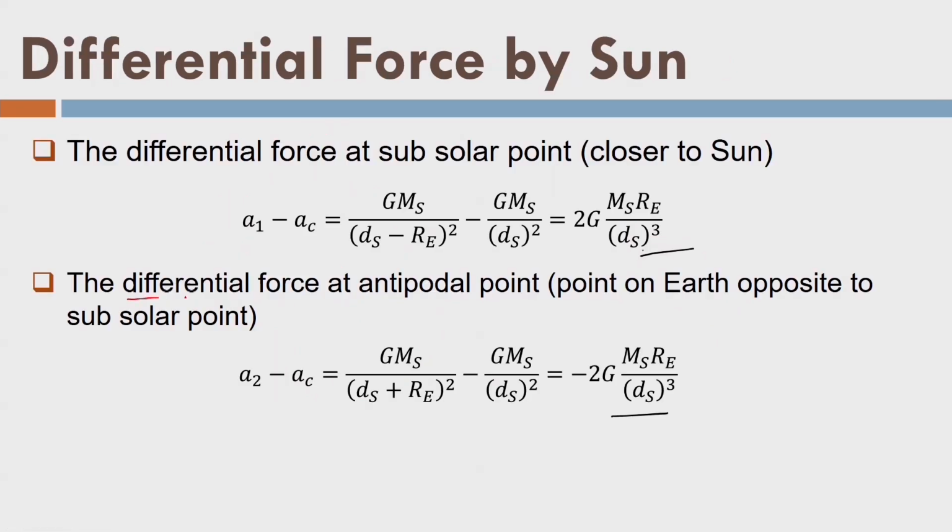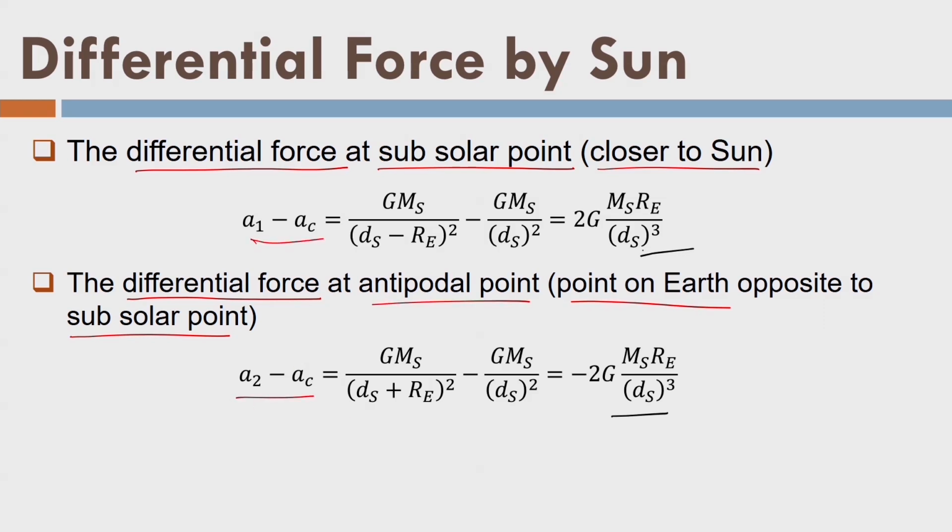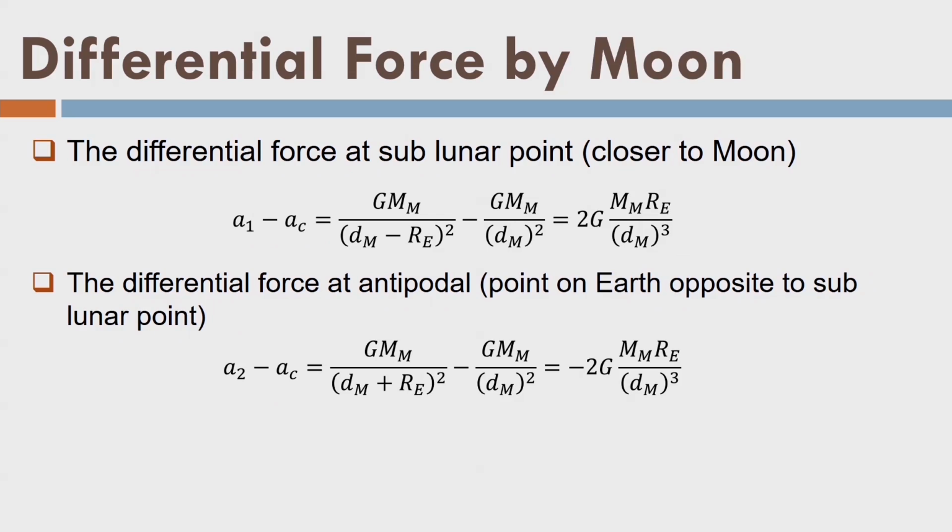So that differential force is at the subsolar point and closer to the sun, and similarly away from the sun, antipodal point. These are the accelerations acting here. Similarly for the moon, we have written like this. So you can check yourself these derivations.